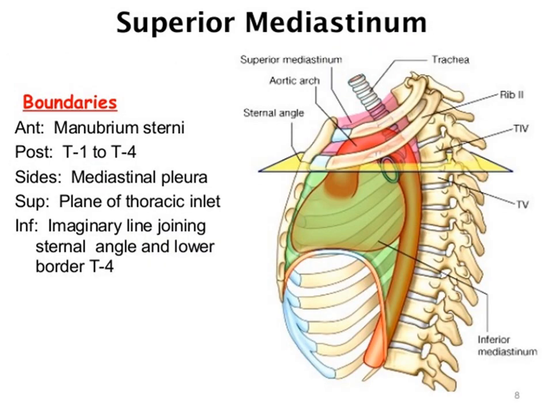So, what are the boundaries of the superior mediastinum? Anteriorly, it has the manubrium sterni. Posteriorly, it has T1 to T4 vertebra. On the sides, it has mediastinal pleura. And superiorly, it is bounded by the plane of the thoracic inlet. Inferiorly, we have the imaginary line which is shown over here in the form of a yellow colored plane, which joins the sternal angle and the lower border of T4 vertebra.